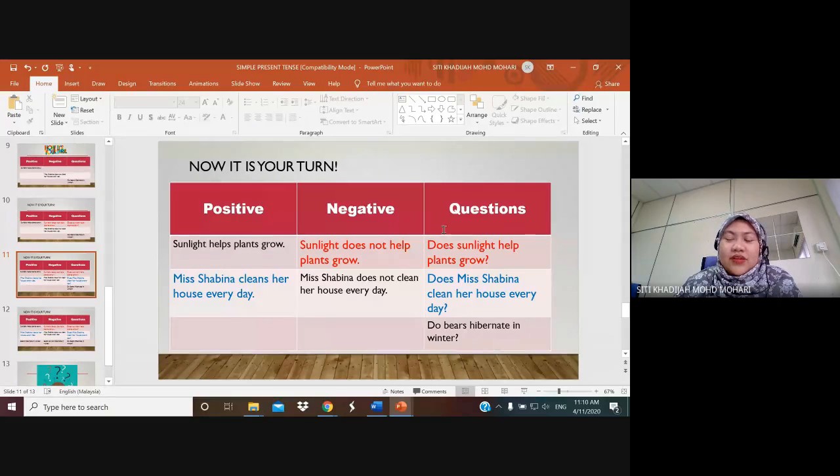Okay. Now, the last one. Last one, we have the question form: do bears hibernate in winter? That is the question form. Then you have to come up with a positive and negative one.